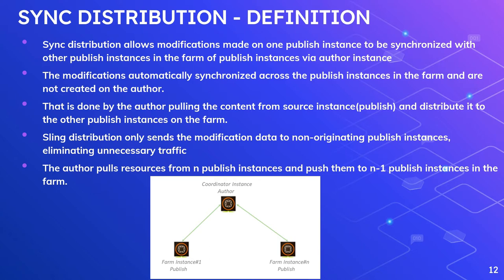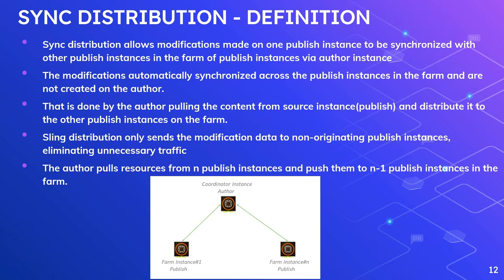So this is done by the author pulling the content from the source instance. As I said already, author is the coordinator. So author pulls the content modification from the source instance, here one of the published instances, and distributes it to the other published instances in the farm. Sling distribution only sends the modification data to the non-originating published instances. That will help us to eliminate the unnecessary traffic. The author pulls resources from n published instance and pushes them to n-1 published instances in the farm.